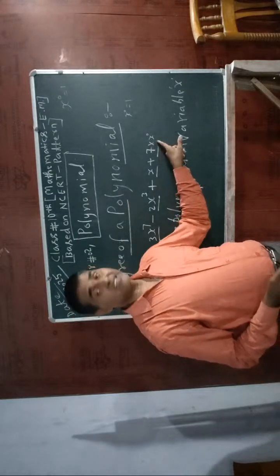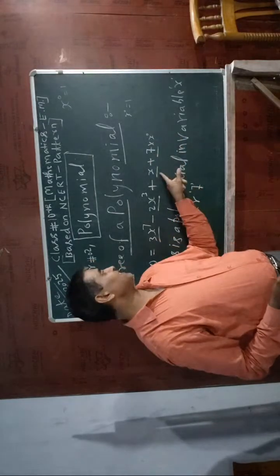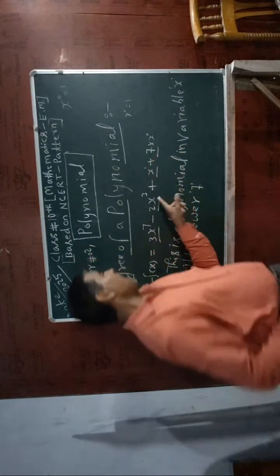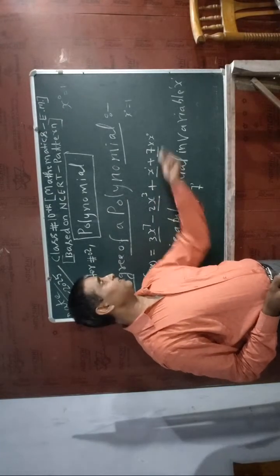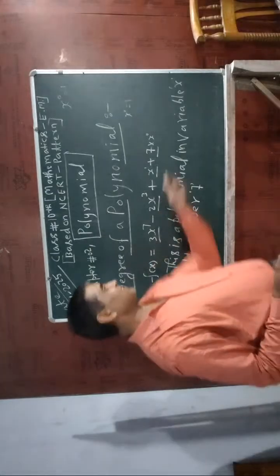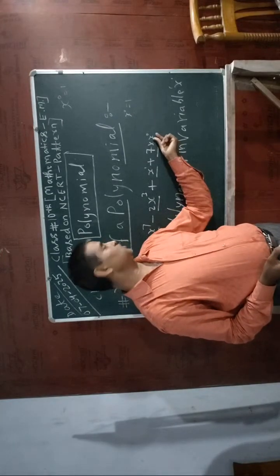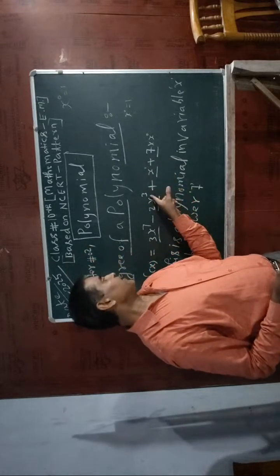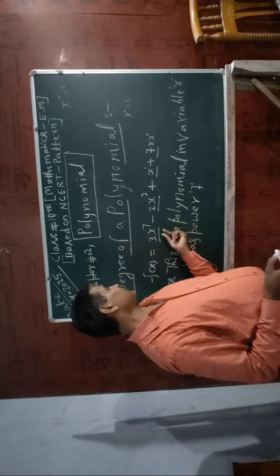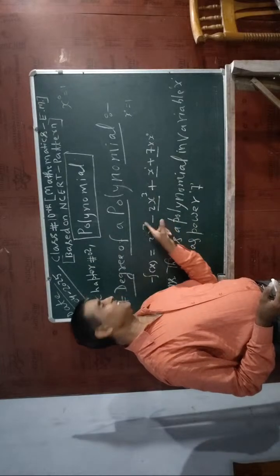So here the degree of the polynomial is 0, but here the degree of the polynomial is 1, and here the degree of the variable is 0. Here the degree of the variable x is 1. Here the degree of the variable x is 3. But here the degree of the variable x is 7.